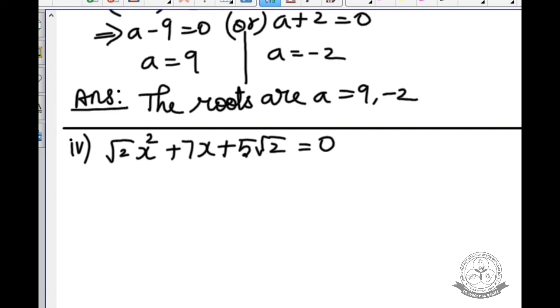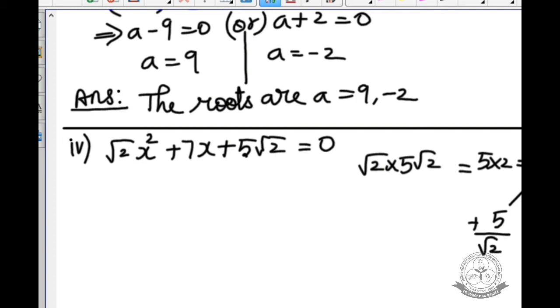Now we have to find the product. Product means root 2 into 5 root 2, first to last term. So 5 into root 2 into root 2, the root 2 times root 2 is 2, so multiplying the answer is 10. Adding, the answer will be plus 7. So 5 2s are 10, add 7. Everything is positive, so plus plus. Here the coefficient of x squared is root 2, so divide by root 2. Here we cannot cancel 5 and root 2, so the answer will be 5 by root 2.